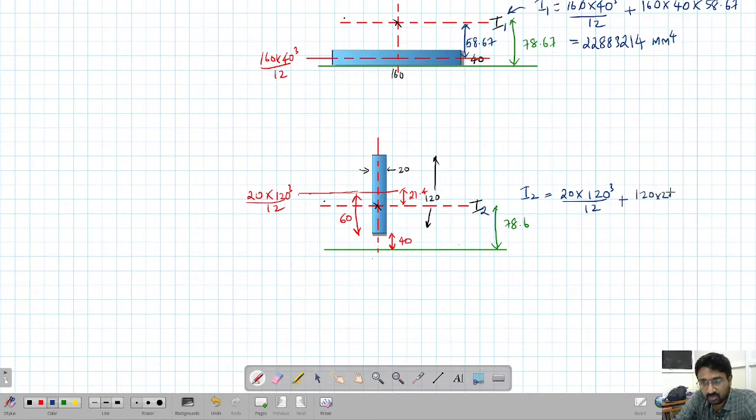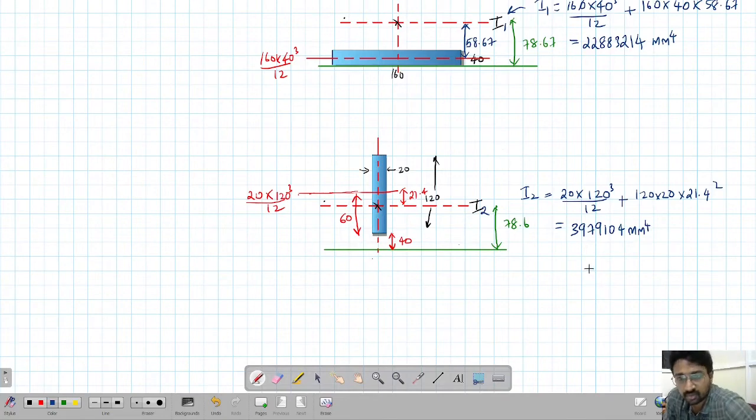Area is 120 into 20. h is the distance between this central line, in which we know the moment of inertia, and this line about which we want to find the moment of inertia. The distance is h, so that is 21.4 square. Let's calculate that also very fast. 3979104 mm to the power 4. Okay, so this is the second portion.